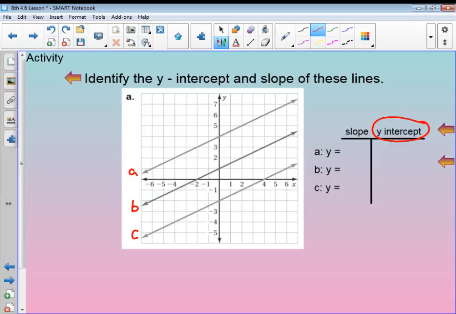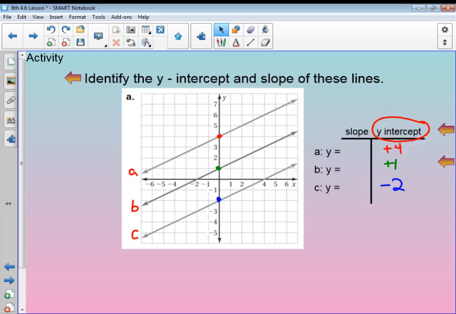If I look at my line A, it crosses right here, and that would be at positive 4. So my Y-intercept is positive 4. My B line is crossing right here. Once again, that's not identified, but it is between the 0 mark and the 2, so that would be at positive 1. And our C line is crossing on the line below the negative 1, which would be negative 2. So our Y-intercept is negative 2. Once again, Y-intercept is really quick to find at this point in our learning.